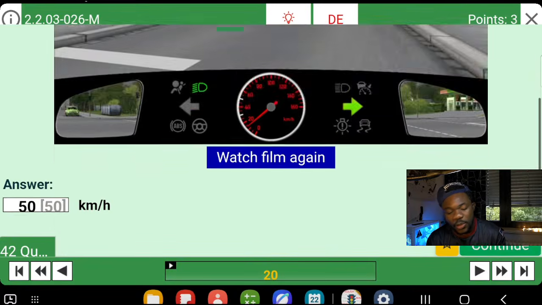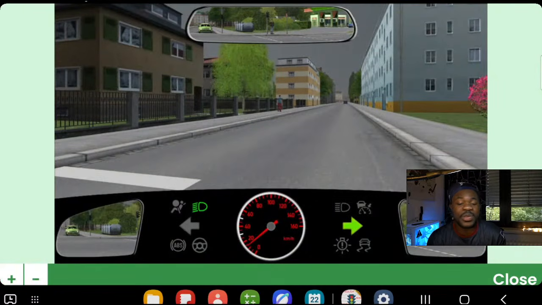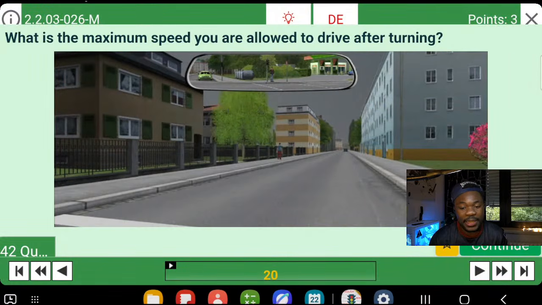Looking at the picture here, there are no signs showing me a speed limit, but I can see that there are houses around me, which means I am in a built-up area. And in a built-up area like this, my maximum speed should not be more than 50.